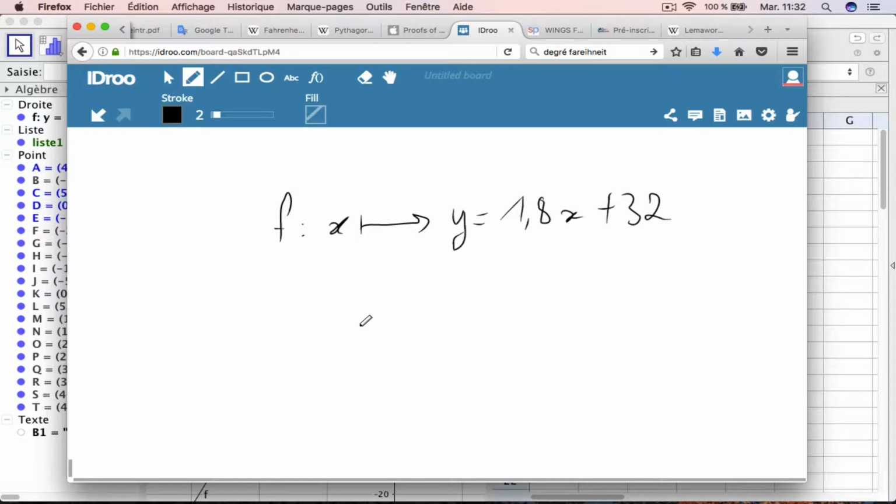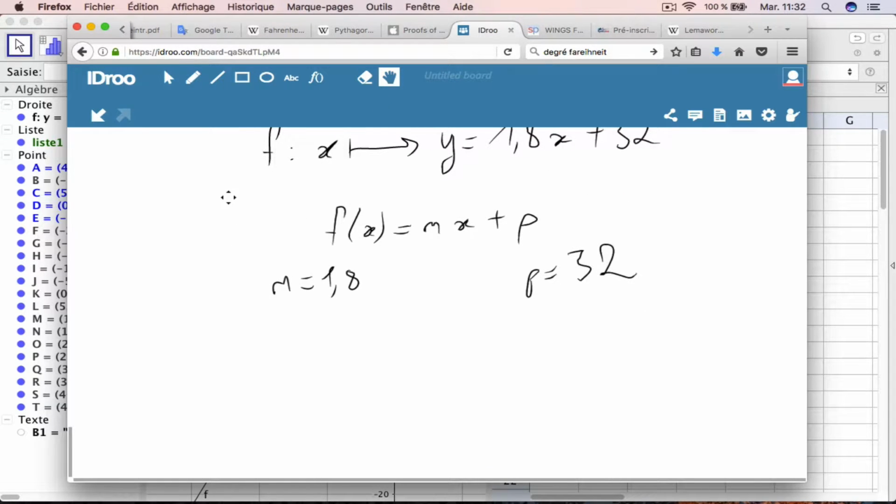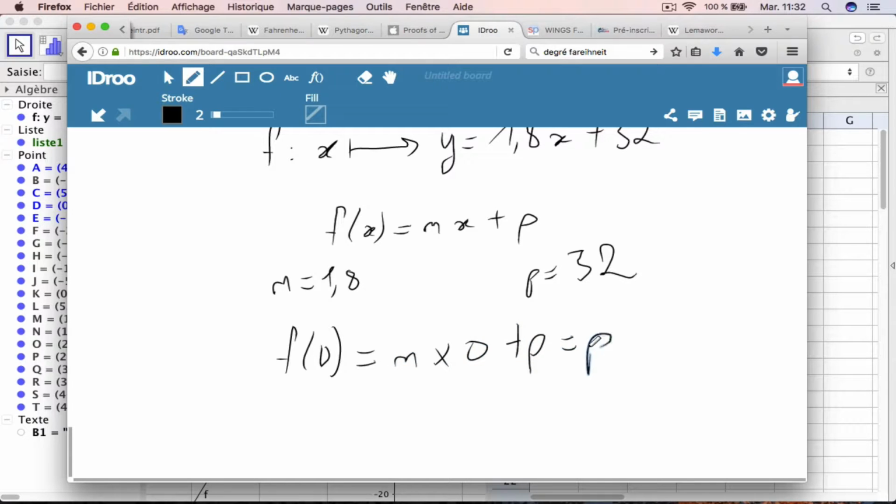The general form of this is f of x equals m times x plus p. And in this case, m equals 1.8, sorry, and p equals 32. We've got specific calculations. For example, we've got two special points. First is f of 0. F of 0 always equals m times 0 plus p, which always equals p. So in this case, 32.